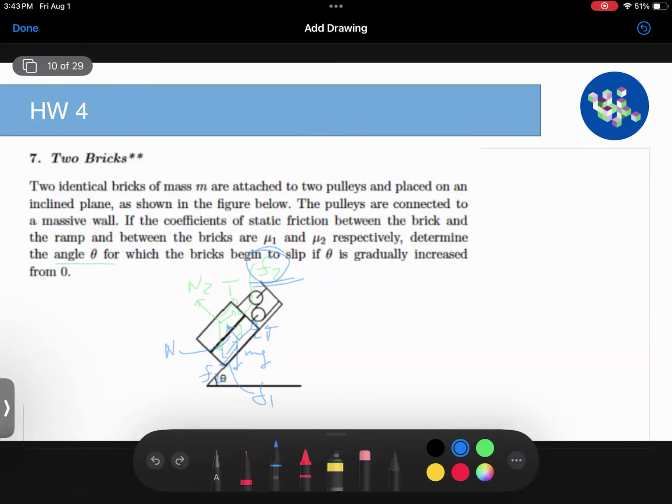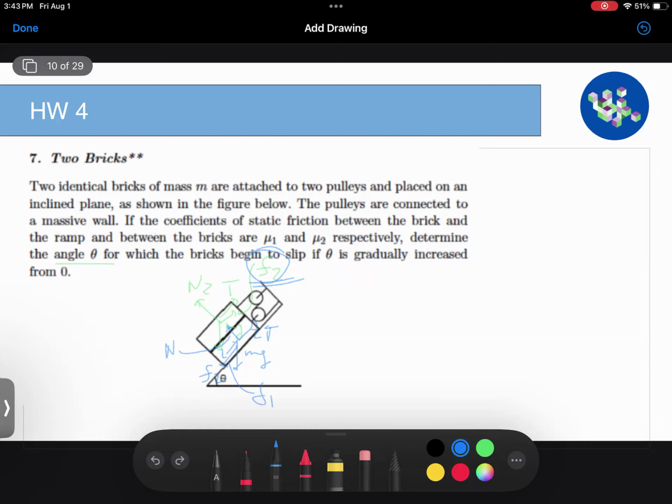So the top block wants to slide down the ramp, the bottom block wants to slide up the ramp, correct? No, I was saying it the other way. Oh, did you say the bottom slides down? No, the bottom slides up. I was thinking the bottom slides down and the top block has to go up, because how would the top block go down? Oh, good question.